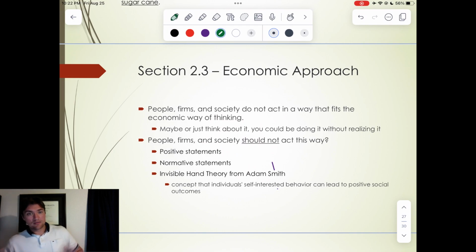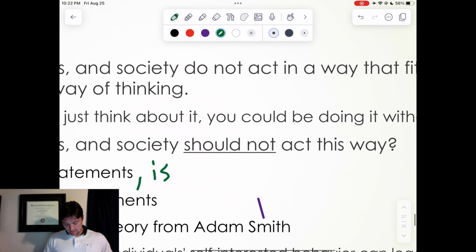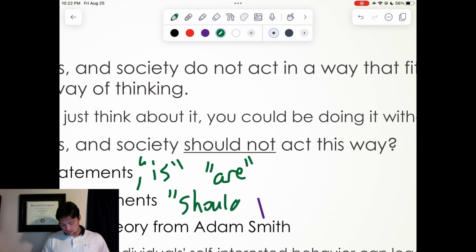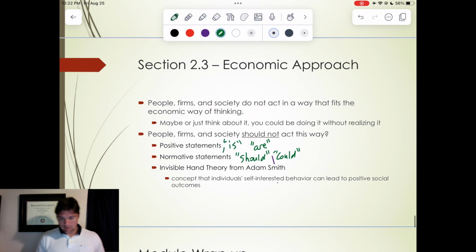So positive statements are the way things is or are. Anytime you see is or are, that's more of a positive statement, and something like should or could is going to be more of a normative statement. And with those, the way people are kind of reacting out of things, that leads into the invisible hand theory by Adam Smith.